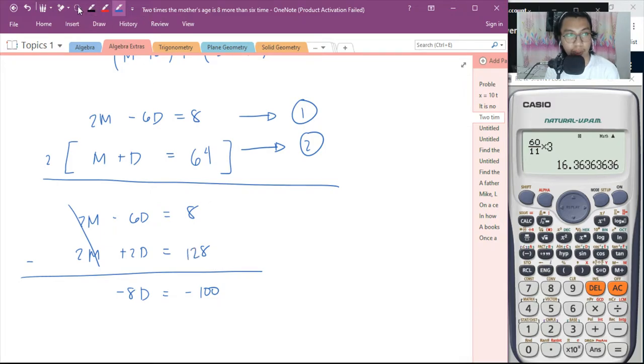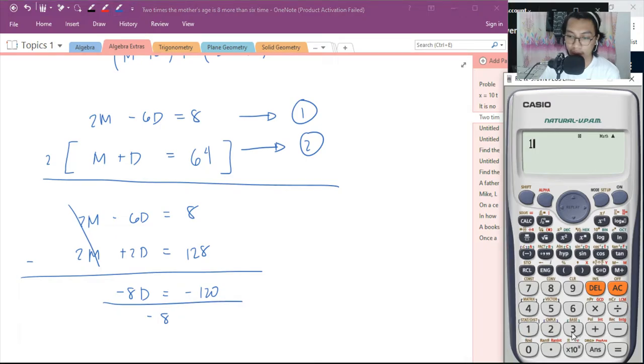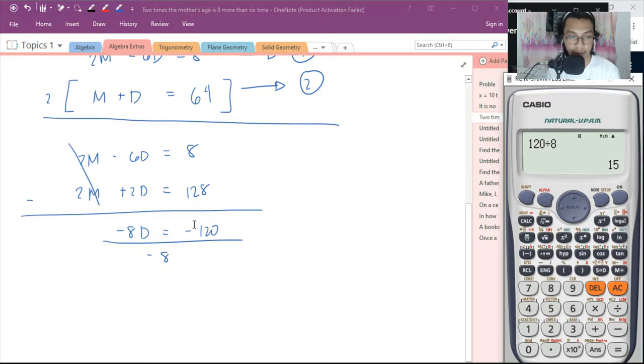So, this will become 120. Divide both sides by negative 8. So, 120 divided by 8. Yun, 15. The daughter's age is 15.